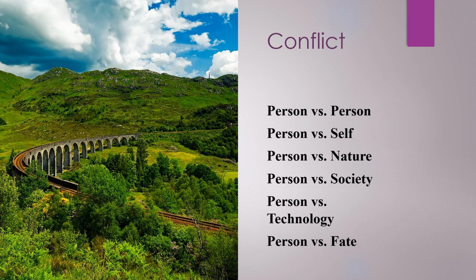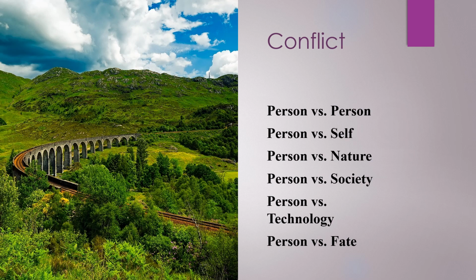The last element we're going to talk about is conflict. So there are several different kinds of conflict, and these are some of the most common. We have person versus person. This is also common, and it's 2 characters who have opposing goals, and it can lead to a verbal or physical conflict between characters. Next, we have person versus self. A character is struggling with an internal conflict, such as decision making or moral dilemmas.